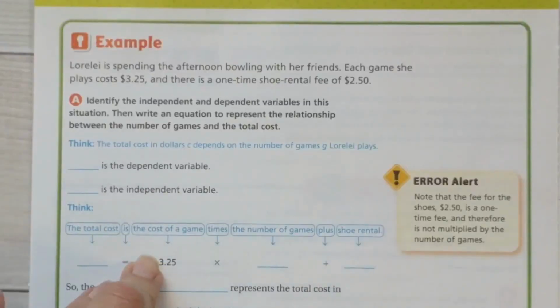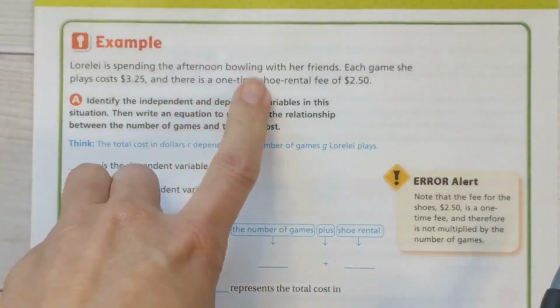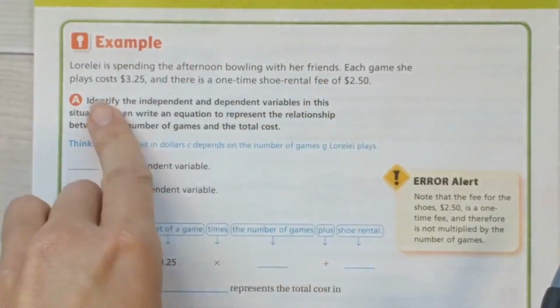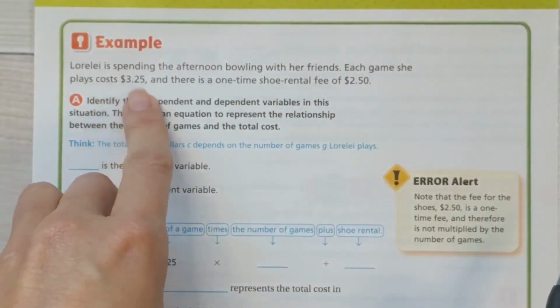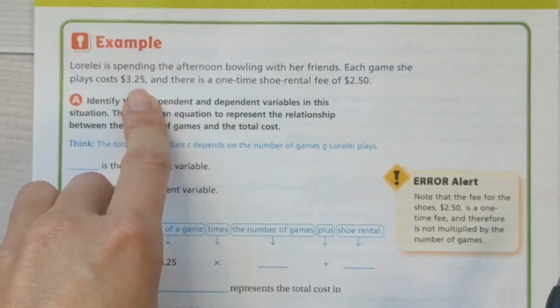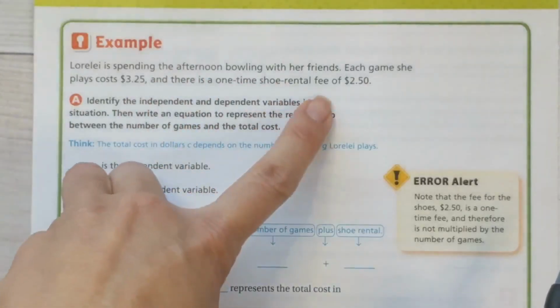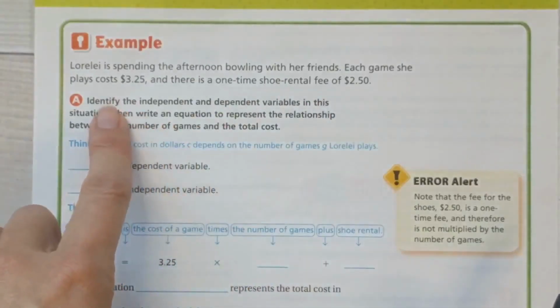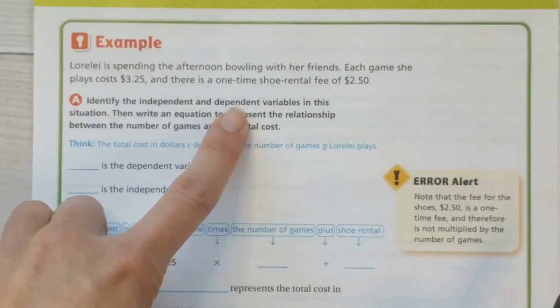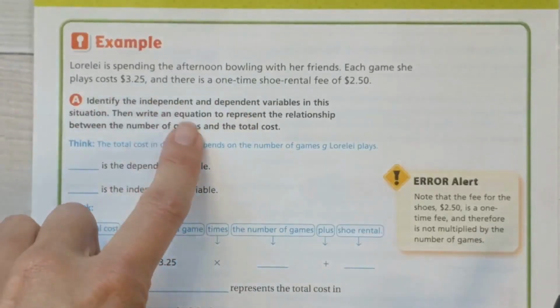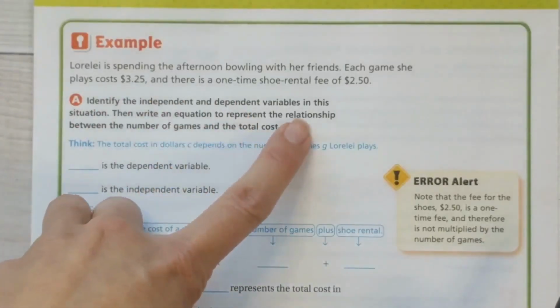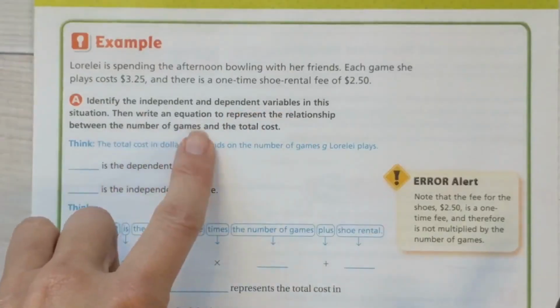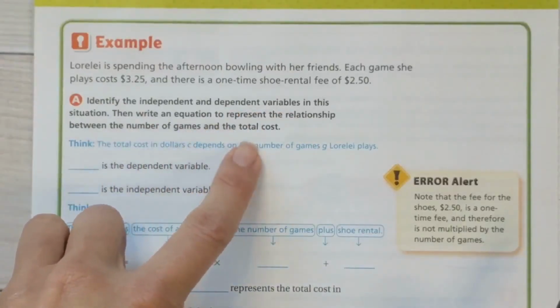All right, turning the page to page 358, here's our next example. Lorelei is spending the afternoon bowling with her friends. Each game she plays costs $3.25, and there is a one-time shoe rental fee of $2.50. Identify the independent and dependent variables in this situation. Then write an equation to represent the relationship between the number of games and the total cost.